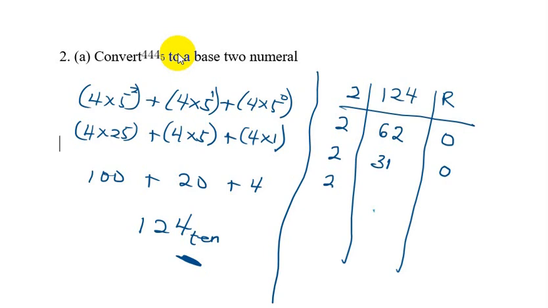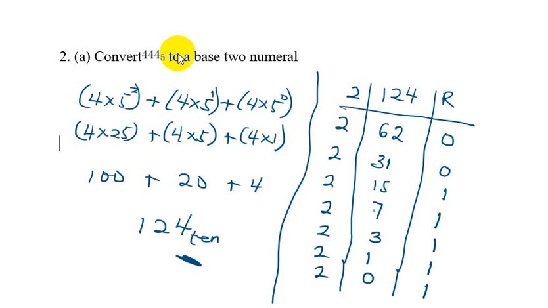Now 2 goes into this 15 times. 2 times 15 is 30, but we left 1 to make it 31, right? Now 2 times 7 is 14. So plus 1 will make it what? 15. Now 2 times 3 is 6, plus 1 will make it 7. Now 2 times 1 is 2, plus 1 will make it 3. And 2 times 0 is 0, plus 1 will make it 1.